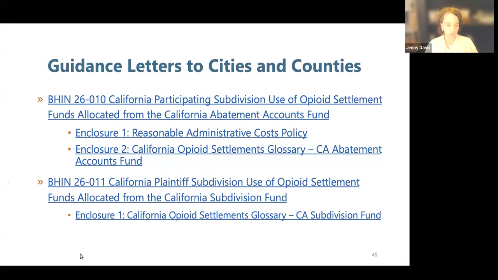We also have a bin that is specific to our plaintiff subdivisions and their use of funds from the California Subdivision Fund. We also have a glossary included for that one. So if you're curious about the restrictions on the subdivision funds, this is where you'll want to head. Next slide, please.